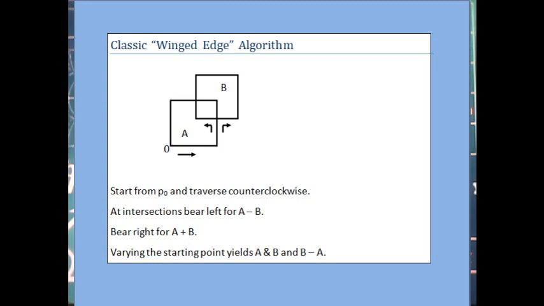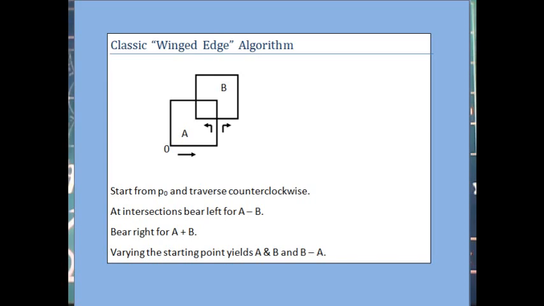This edge causes us to switch from traversing A to traversing B until we hit another intersection. Then we bear left again and switch back to A. We continue traversing until we get to where we started. Saving up the points on this traversal gives us a new polygon, which is A minus B. Obviously, starting at the upper right of B will generate B minus A.